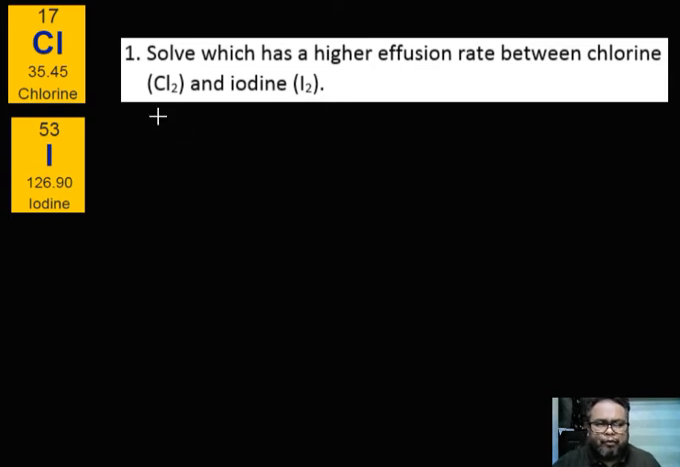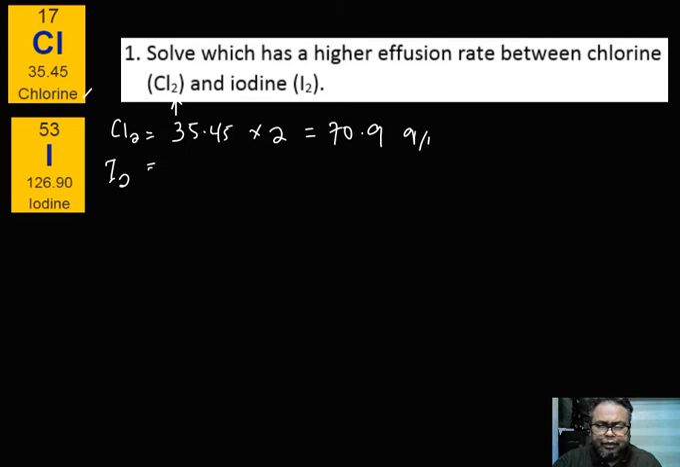Okay, so for this problem, we have two elements that we're supposed to compare. The first one is chlorine, and the second one is iodine. For the molar mass of chlorine, there are two chlorine atoms present here. So this is the molar mass for chlorine, which is 35.45 times 2. Bakit dalawa? Kasi meron tayong dalawa dito, which will give us 70.9 grams per mole.